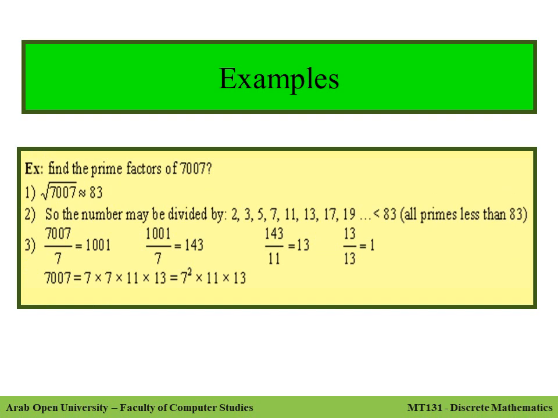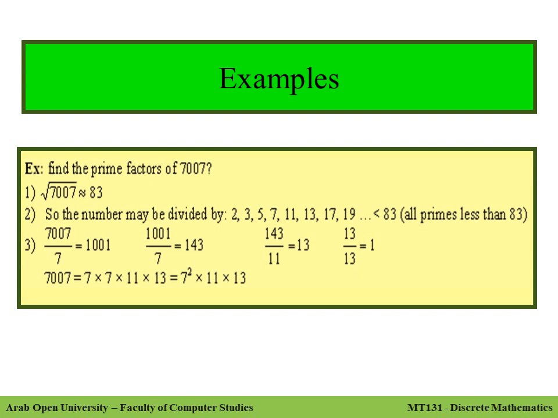Here is another example to find the factors. We want the prime factors for 7007. The square root of 7007 is approximately 83. So we only list the prime numbers less than 83. All the primes that are less than 83, and then start by dividing to find the factors. We will see the number is not divisible by 2 or 3 or 5. The first number that divides is 7.